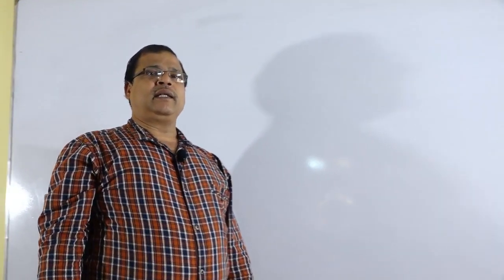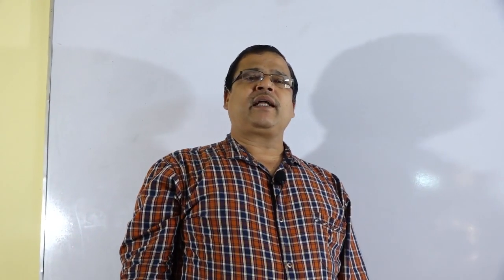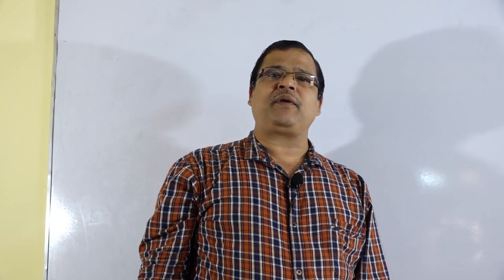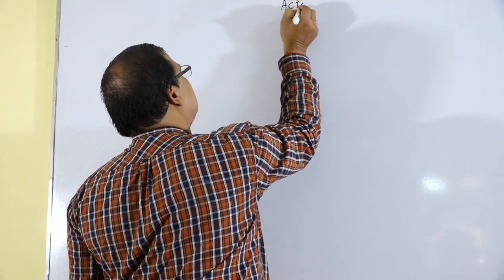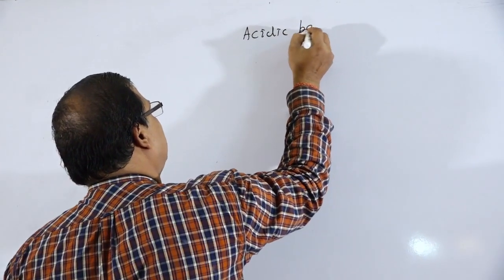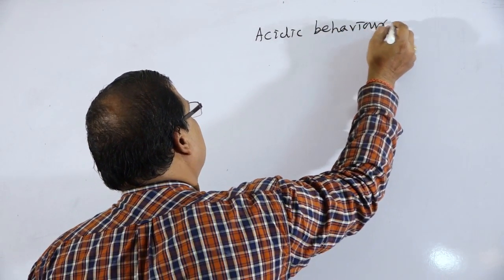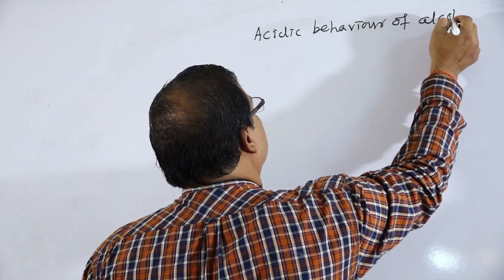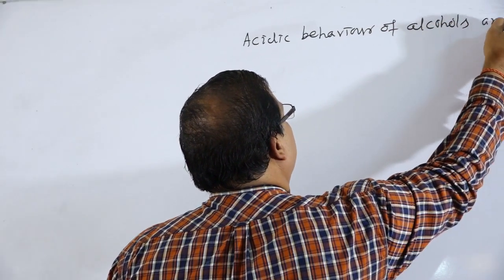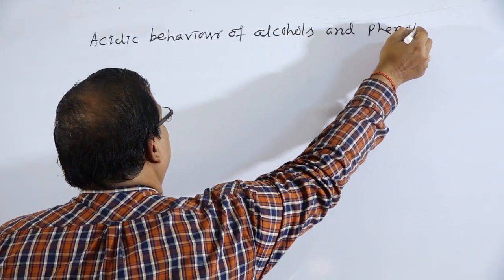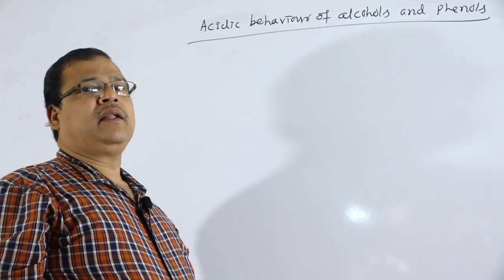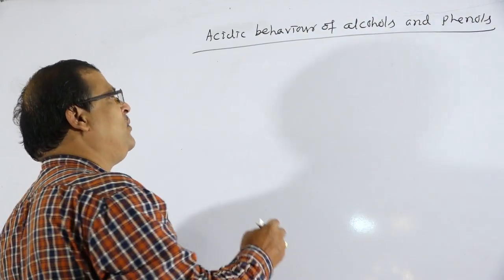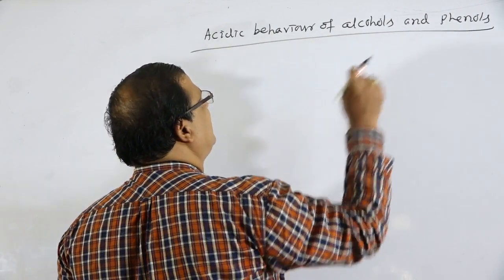Next we will see the acidic behavior of alcohols. We have to compare the acidic behavior of alcohols with that of phenols. Alcohols are very weak acids, or you can say they are neutral, and phenols are acidic.